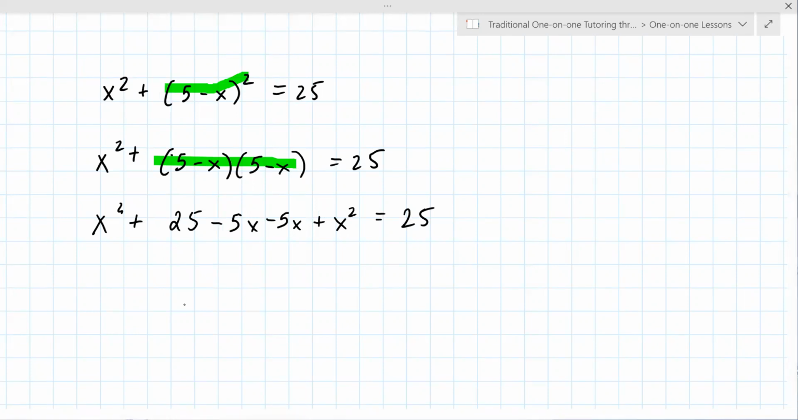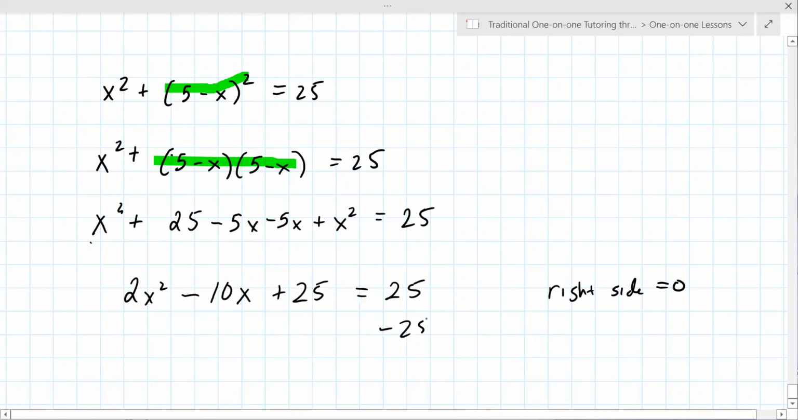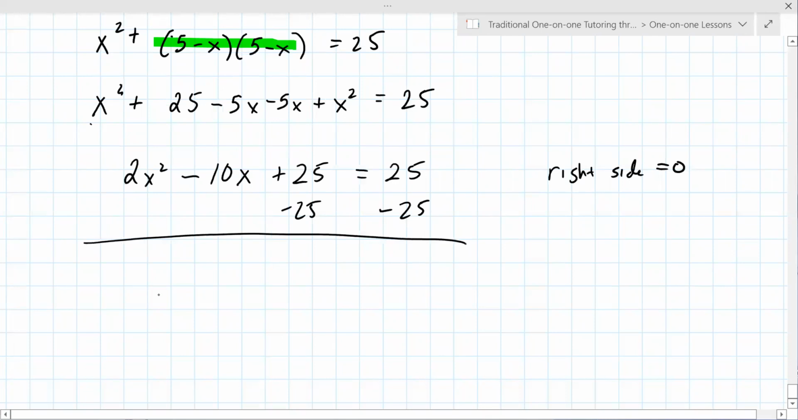Combine like terms, maybe. So you've got x squared and x squared, that's 2x squared. Minus 5x minus 5x is minus 10x, plus 25 equals 25. Generally, you want the right side to equal 0. So to do that here, we're going to subtract 25 from both sides. That's 2x squared minus 10x equals 0.